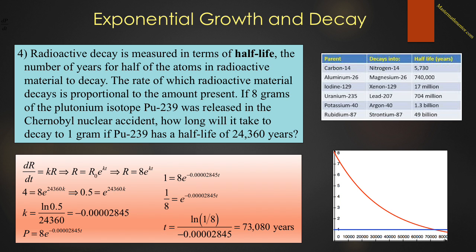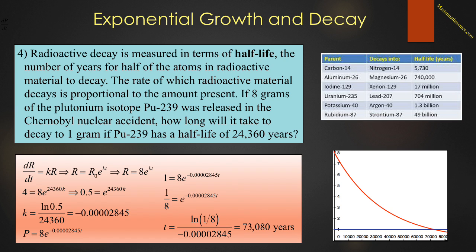To find out how long it would take our plutonium to decay to 1 gram, we could either do it graphically or analytically. Graphically, we simply graph the equation and also graph y = 1 and find out where they intersect. Analytically, we set 1 equal to 8e^(-0.00002845t), divide both sides by 8, and we get 1/8 = e^(-0.00002845t), and therefore we are now going to solve for t. And t is equal to the natural log of 1/8 over negative 0.00002845, and we get 73,080 years.